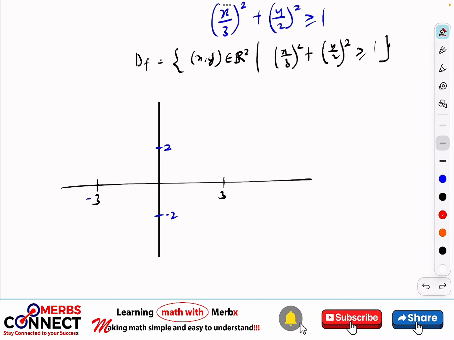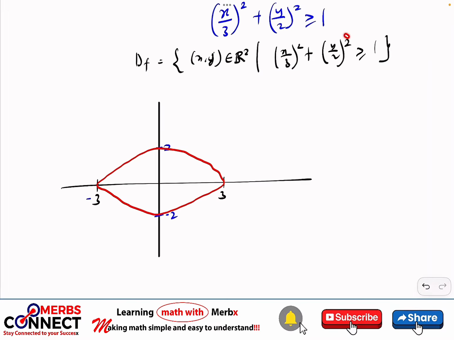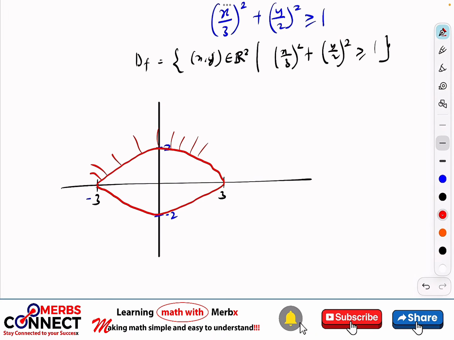Let me change the color. We are going to include the boundary, so I'm going to have something like this. My graphs are not nice. But here, they are greater than 1, so we are not going to go inside, but rather we go outside. But we are including the boundary, so this one is going to be like this. So this is like an eye, right? If I put something black there, then you have your eyes.